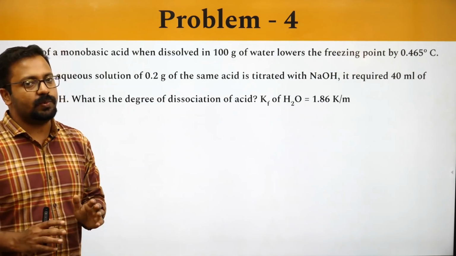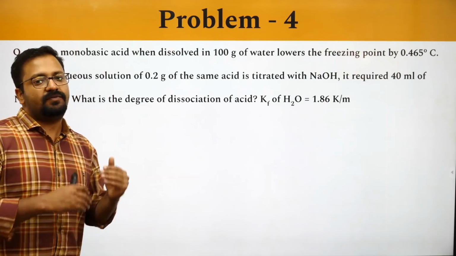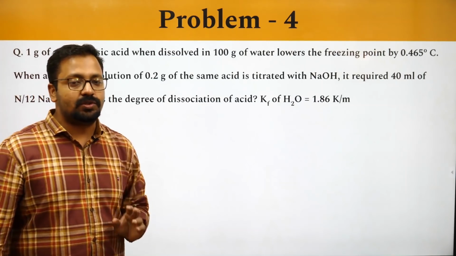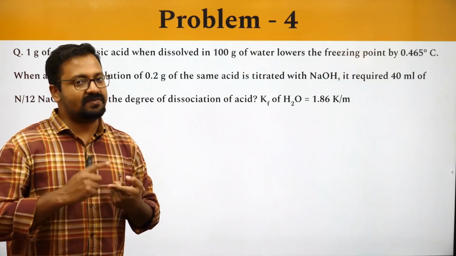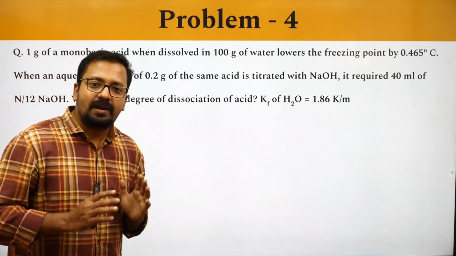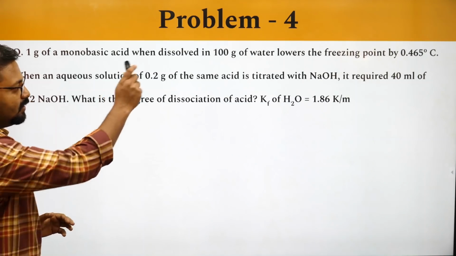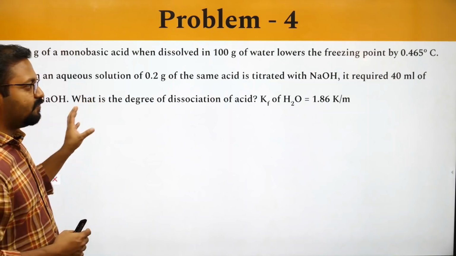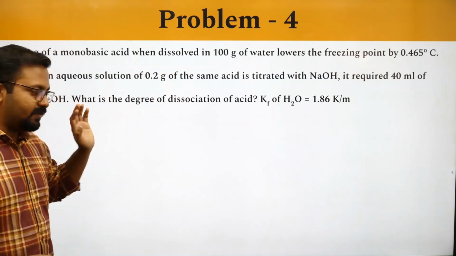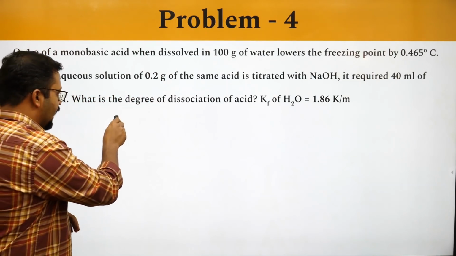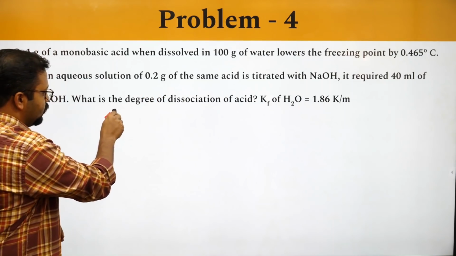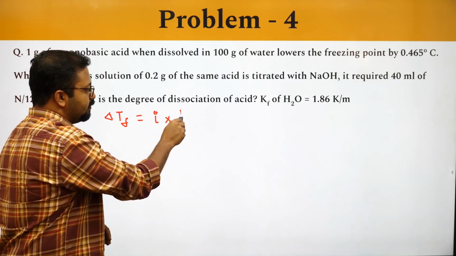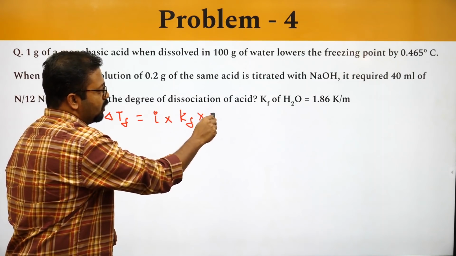So there are two pieces of information given and I need to identify the degree of dissociation. To identify the degree of dissociation, I need to know i, which is the Van 't Hoff factor. So I start by writing what is given and then I will see what can be arrived at from the secondary information. Delta Tf, I know from the last class, is equal to i times Kf times molality.